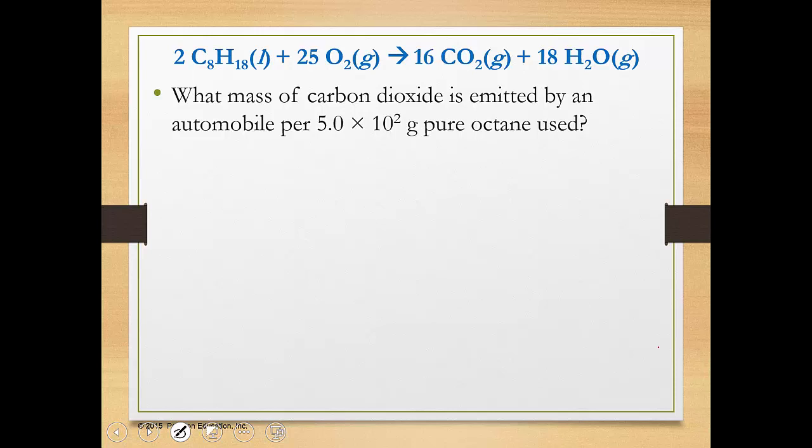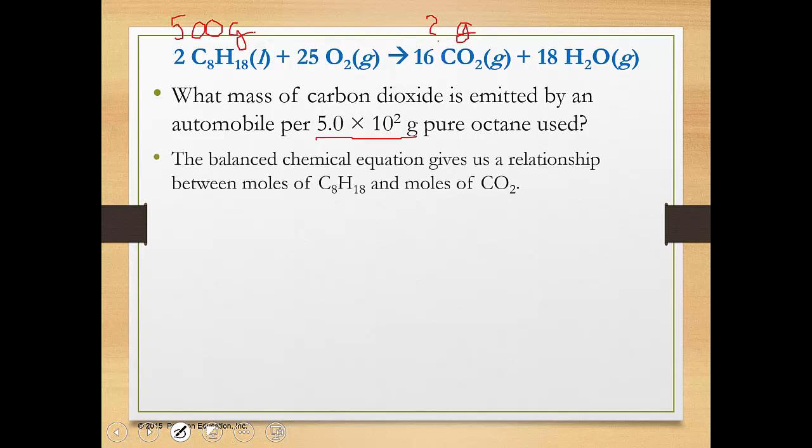So of course we want to look at an example of this, and let's go back to our combustion. So we've got our octane being combusted with oxygen. We need 25 moles of that oxygen to completely combust it. What mass of carbon dioxide? So what we're looking for is mass in grams. So how many grams of CO2 is being emitted by an automobile for every 5 times 10 to the 2 grams, which is, if you work that out, 500 grams of pure octane being used. Okay, so what we have here, 500 grams of octane.